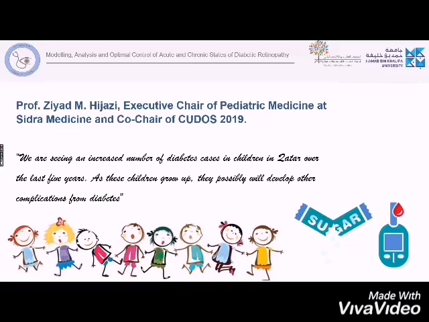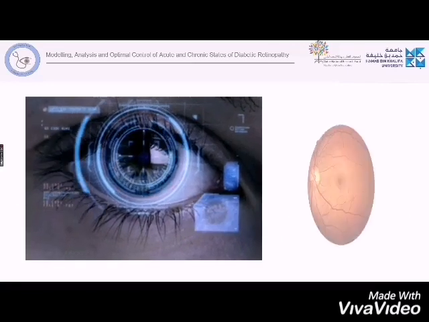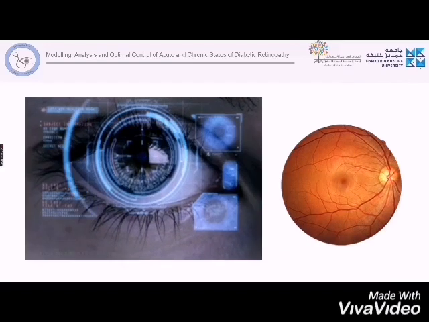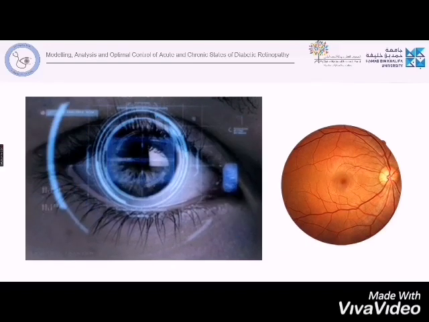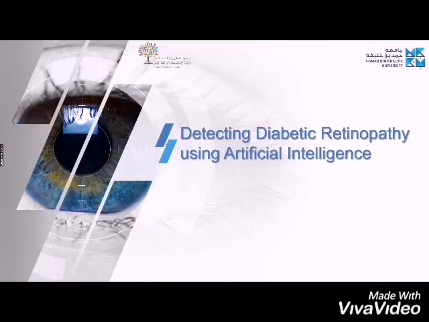While early detection of diabetic retinopathy can contribute to keeping the condition monitored and controlled, the diagnosis of diabetic retinopathy is hard at early stages. Detecting diabetic retinopathy using artificial intelligence.